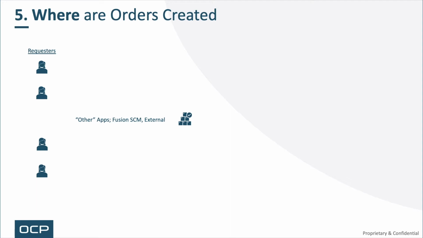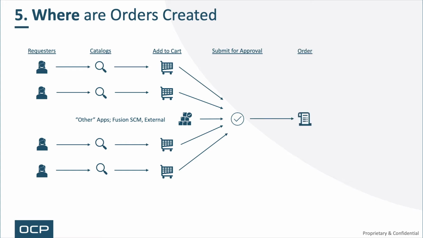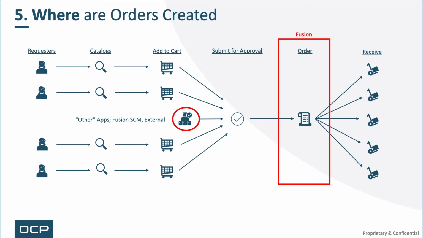Where are orders created? So this looks similar to the requisition page, and it should, right? You have requesters who can initiate, or rather search catalogs, add to cart, and at that point you could have requesters, in the prototypical self-service procurement manner, coming in here and producing cart requisitions. You could have other applications within Fusion, read supply chain, or you could have external applications. We talked about the ability for other applications to feed into Fusion. You could do that as well. Those get submitted for approval, approved, become orders, and get received at desk or dock. And so those orders will be created in Fusion.